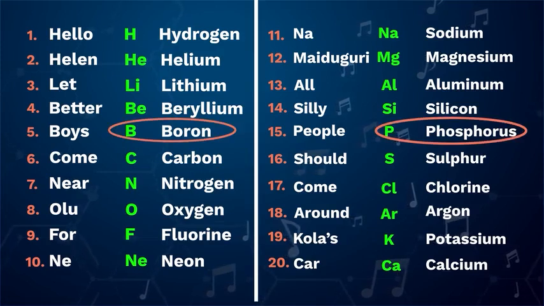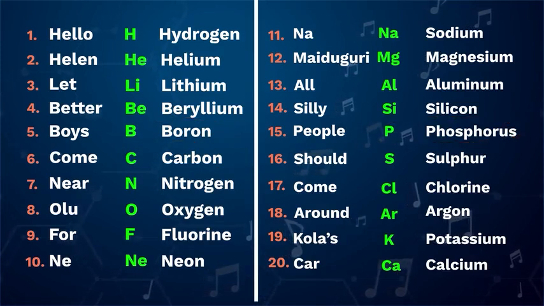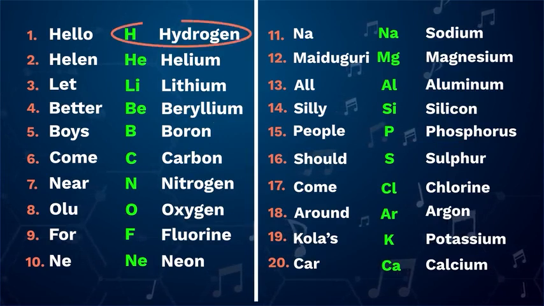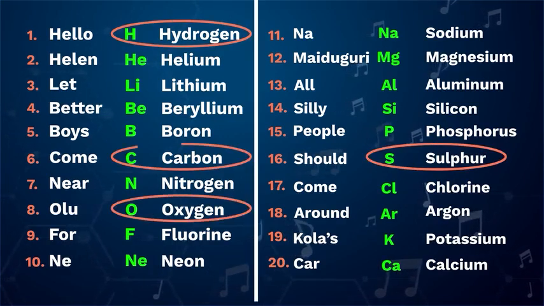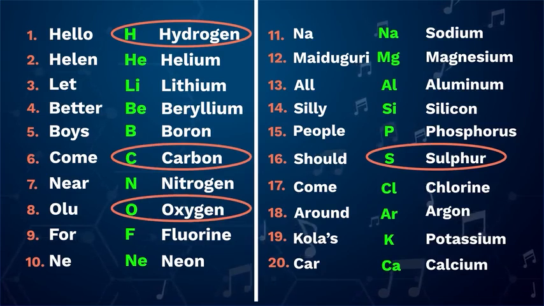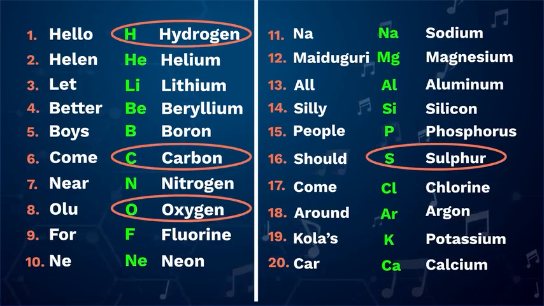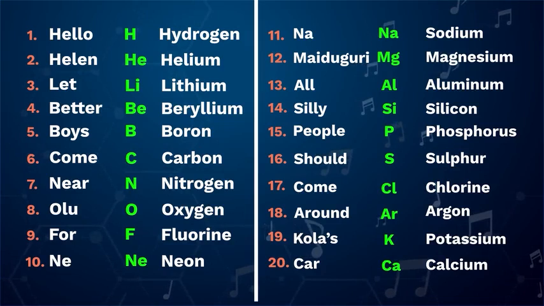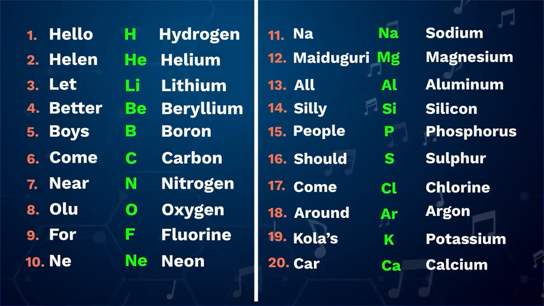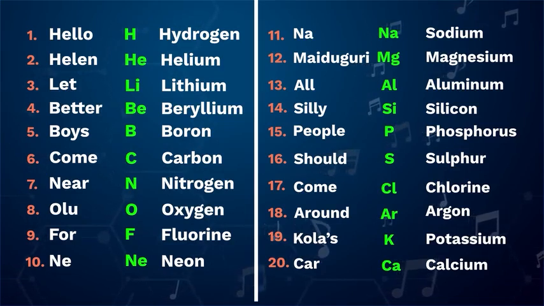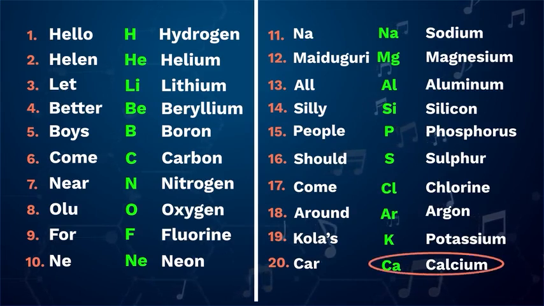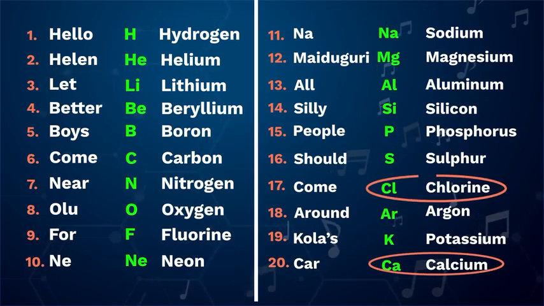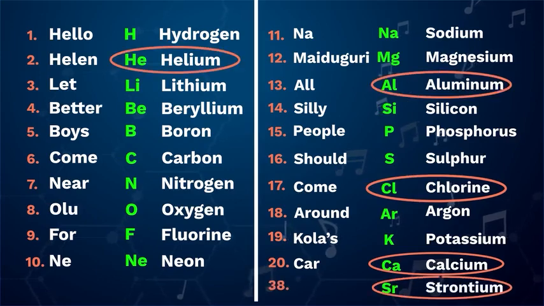Now, notice that the first letter of the name of an element is taken as the symbol for that element. H for hydrogen, S for sulfur, O for oxygen, C for carbon. And in such cases, these letters are written in capital letters. Where the first letter has already been adopted, the initial letter in capital is written together with a small letter from its name. Examples include Ca for calcium, Cl for chlorine, Al for aluminium, He for helium, and Sr for strontium.